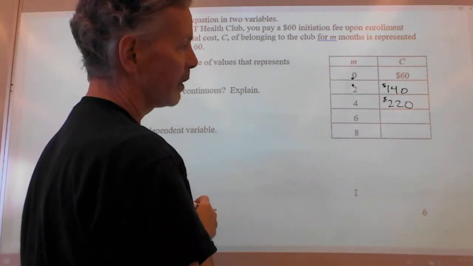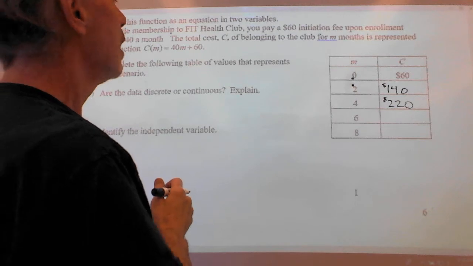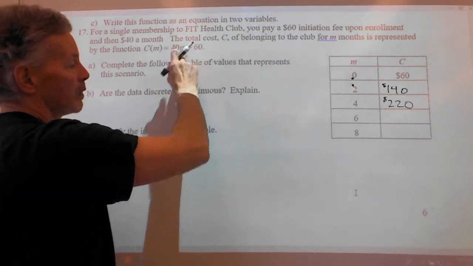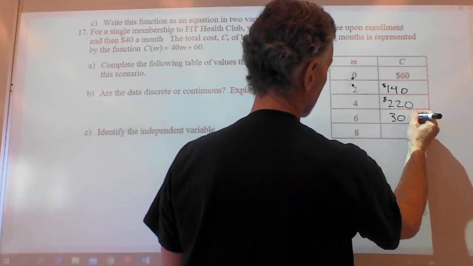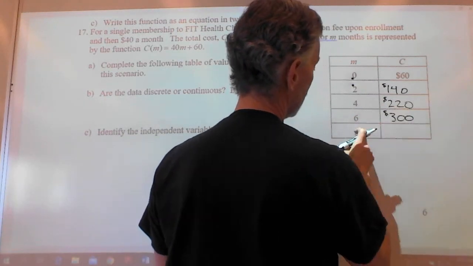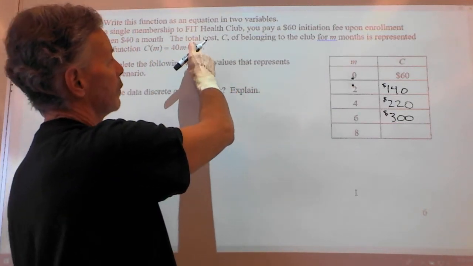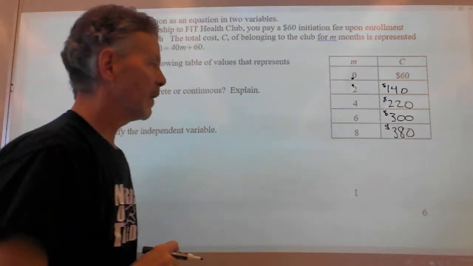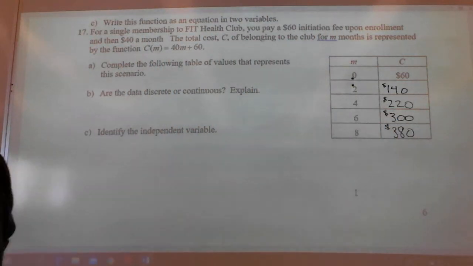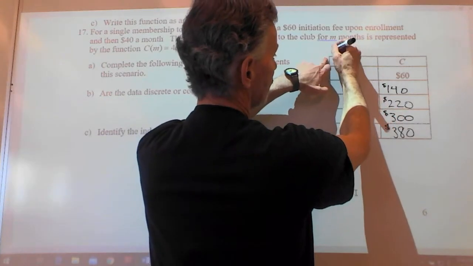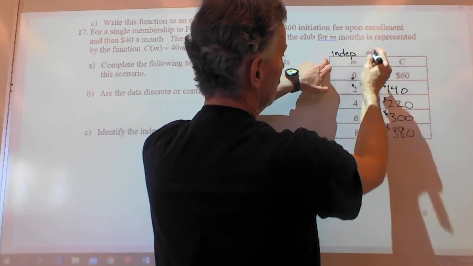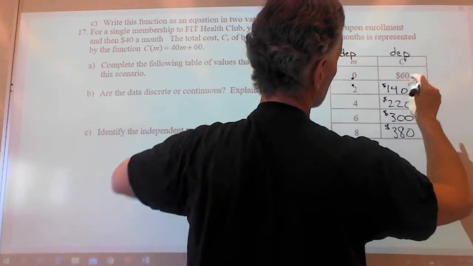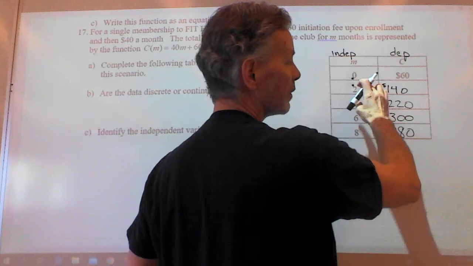That's right. For 6 months, 4 times 6 is $240 plus 60, 300. And for 8 months, it's 320 plus 60, $380. Okay? So we filled out our table of values. Again, note, this is always the independent variable. It's time, right? Number of months. This is the dependent variable because your cost depends on how many months.